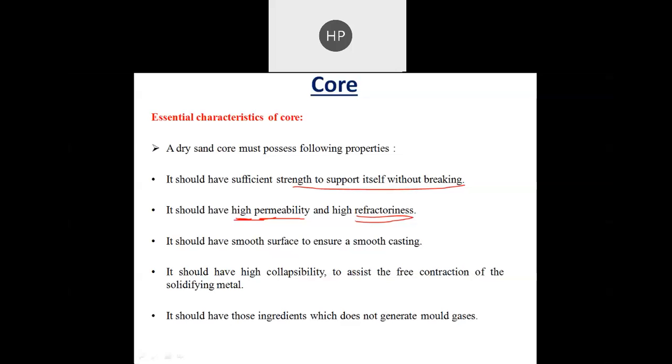Then it should have a smooth surface to ensure a smooth casting, because the outer periphery of that core will be in direct contact with the metal. So if the core does not have a smooth surface, then it will not produce a smooth surface on the casting. So the core that we use here should have a smooth surface so that we can have a smooth casting.